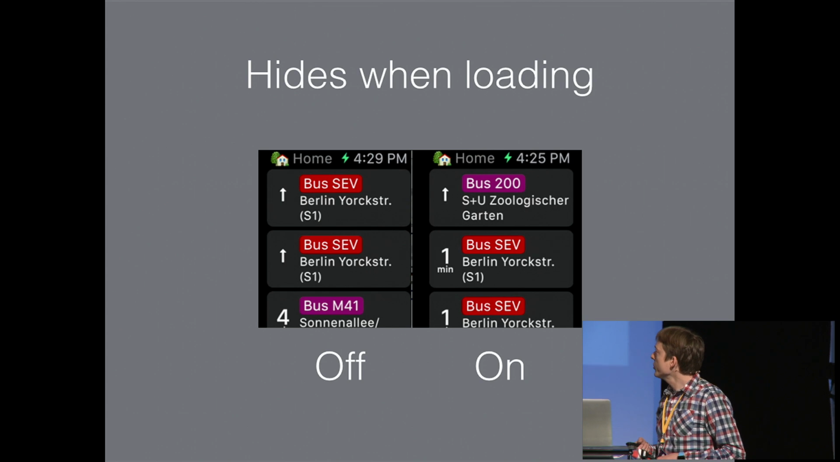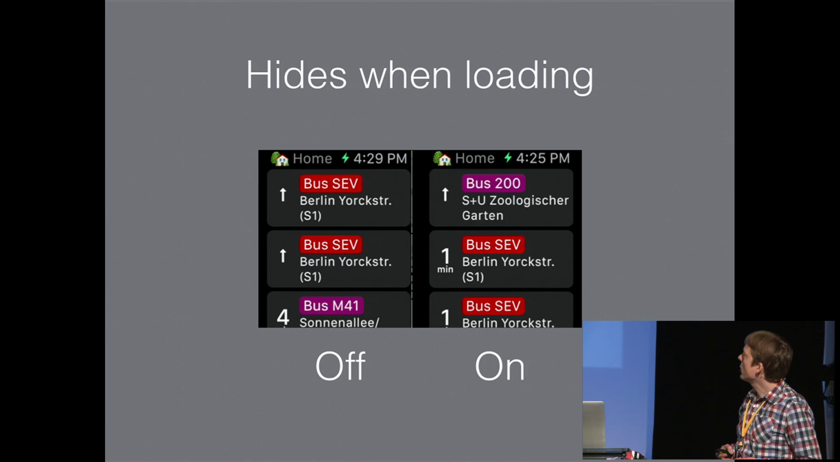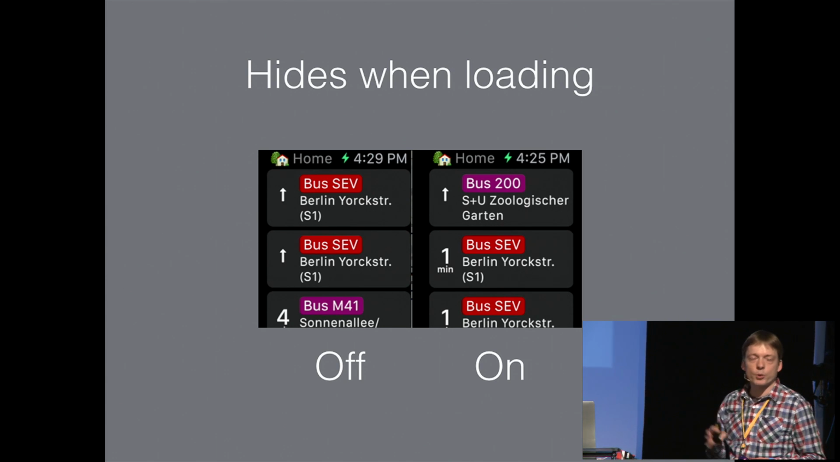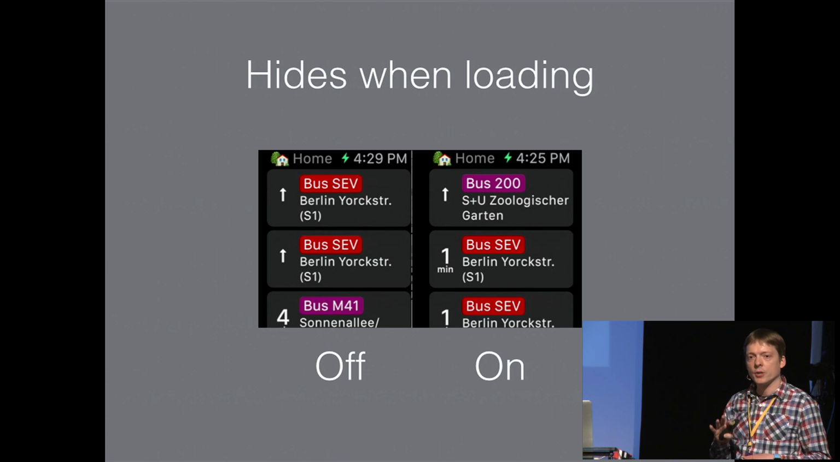I would like to show you one trick, or perhaps a property that's not well known. It's called hides when loading. And this is a property you can set in the storyboards for your screen. It basically determines if WatchKit shows an activity spinner while the data is loading, or if it shows a preview image. So maybe this concept is best demonstrated with a video.